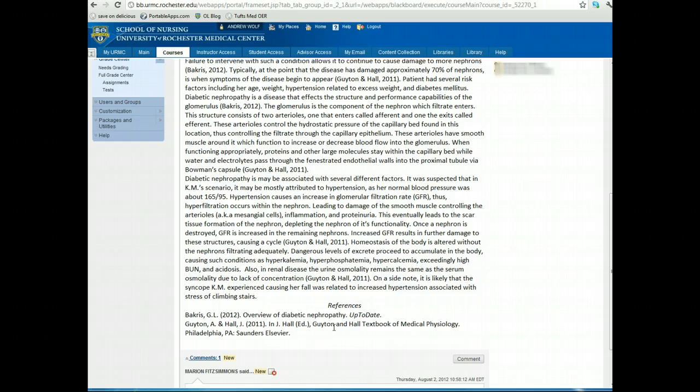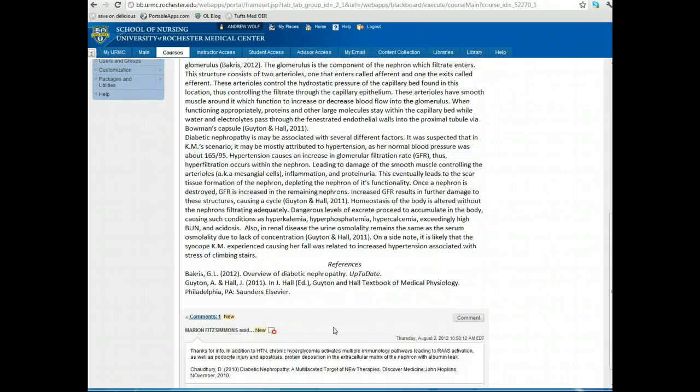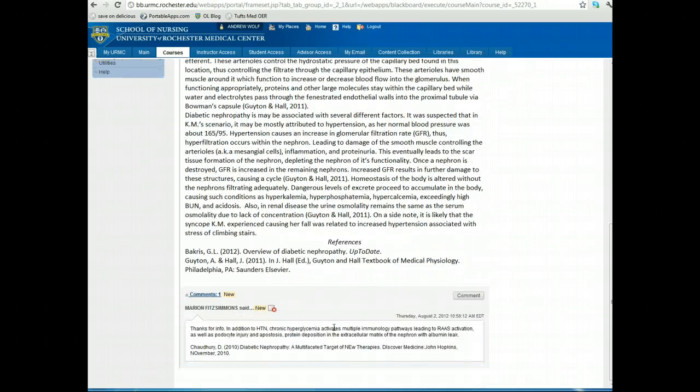So here down below there is a section for comments. Now this blog is actually ongoing at this point in time, so we only have one student that has responded. But she wrote, "Thanks for the information. In addition to hypertension, chronic hyperglycemia can activate immunologic pathways that lead to renin-angiotensin aldosterone system activation."